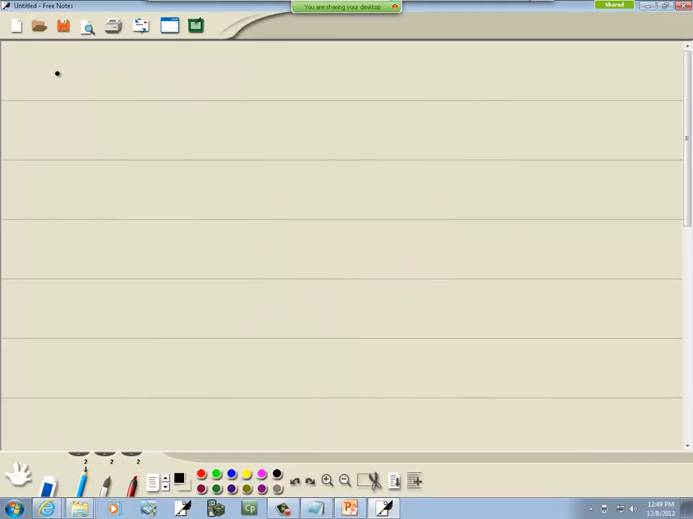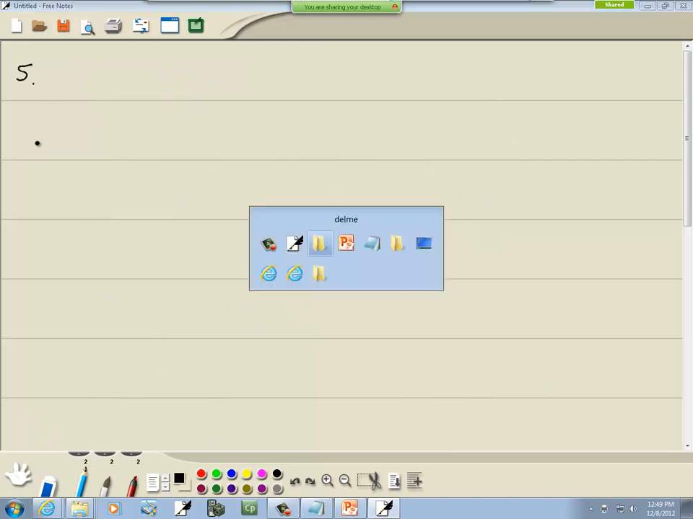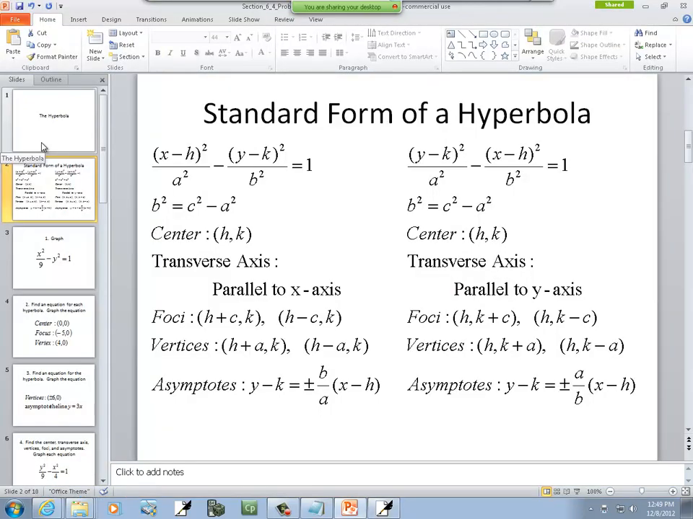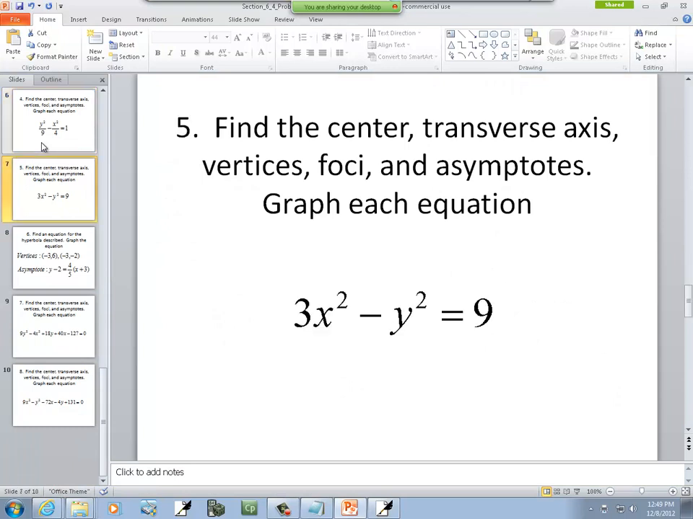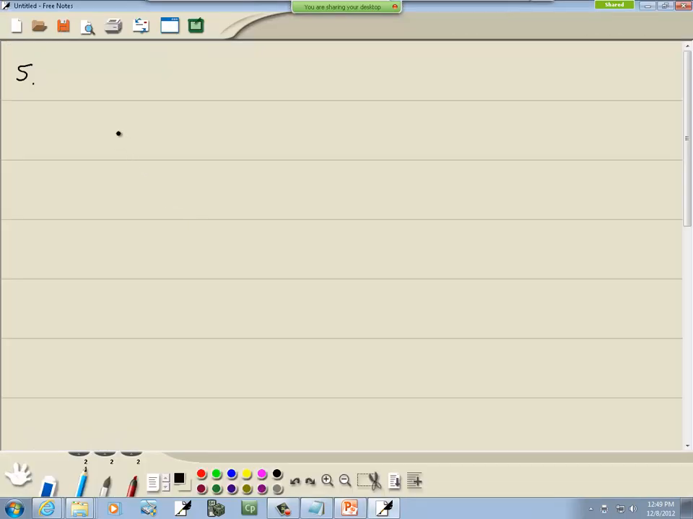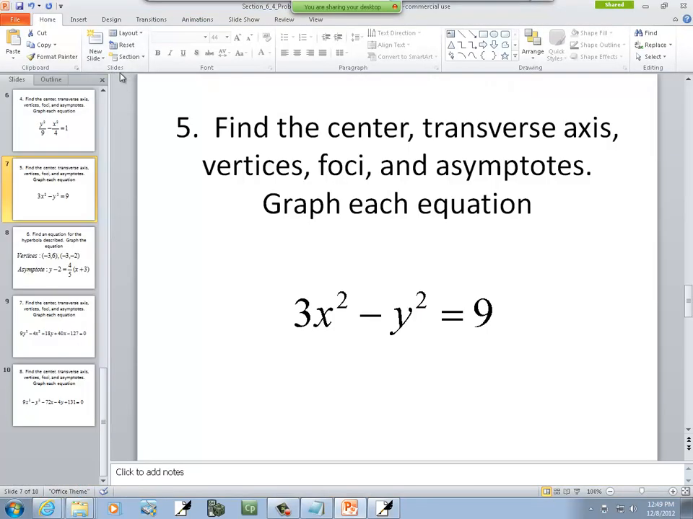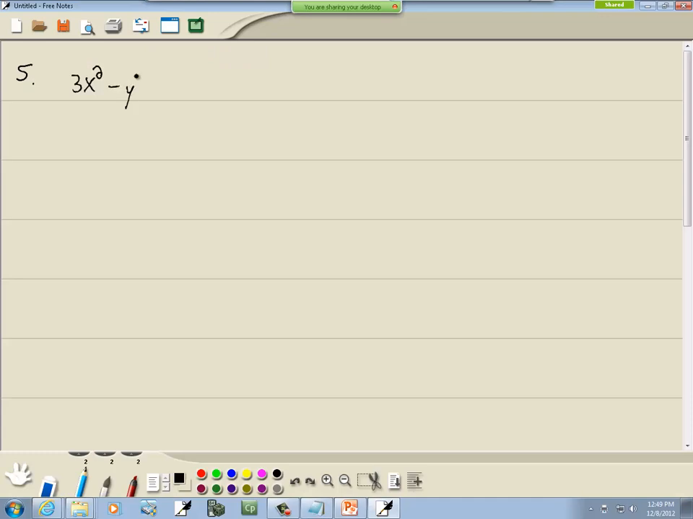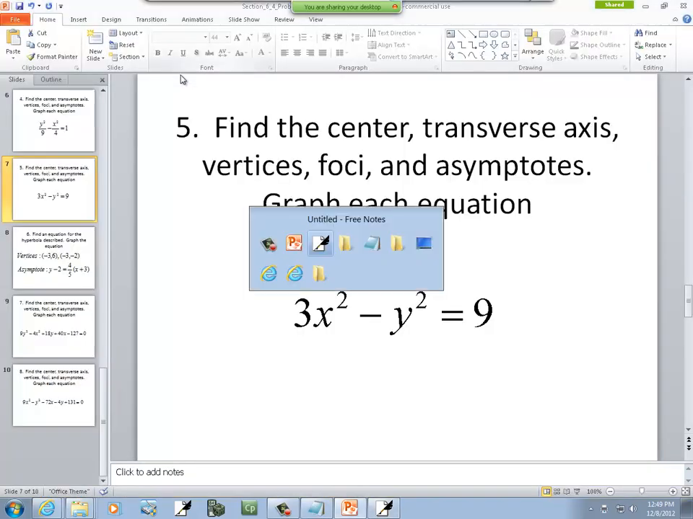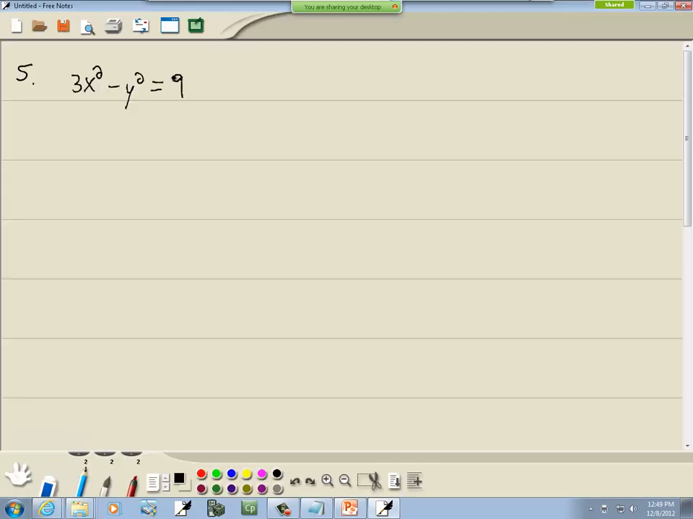Let's look at our next problem. Okay, I got 3x squared minus y squared equals 9.